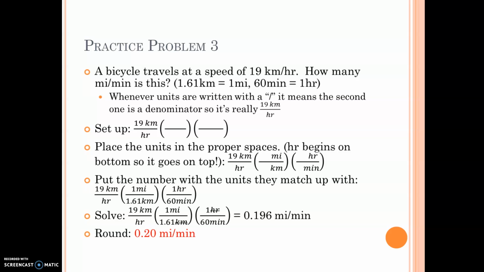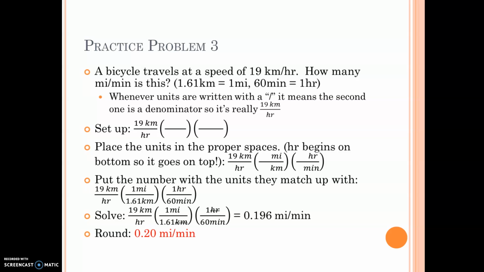Step 1 is still setup. We start with 19 kilometers per hour. Now, if we look at the parentheses in our question, we can tell there will be 2 conversion factors, so we need to set up 2 parentheses. Step 2, we will place the units in the proper spaces. Remember, hour begins on the bottom, so it must go on top.